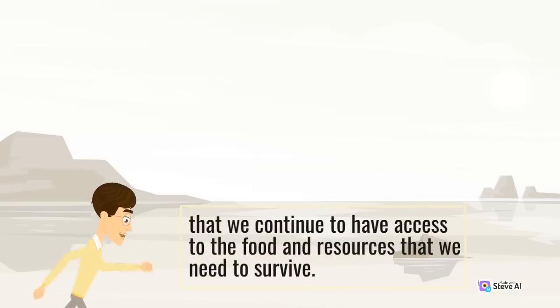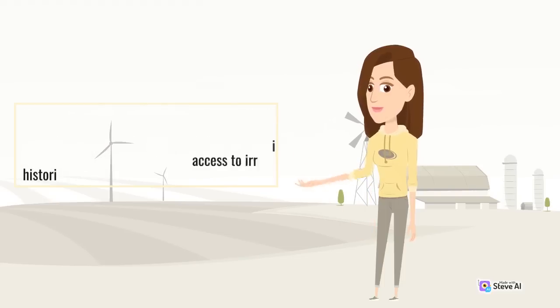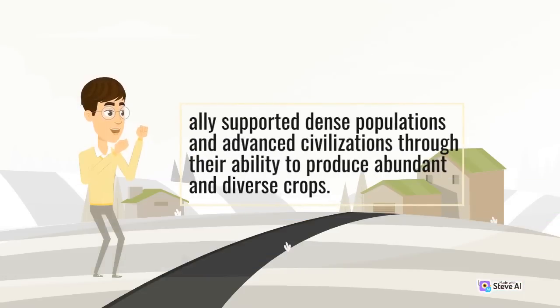that we continue to have access to the food and resources that we need to survive. Some of the most productive agricultural lands in the world lie in vast plains and valleys with ideal combinations of climate, soil fertility, and access to irrigation water. These areas have historically supported dense populations and advanced civilizations through their ability to produce abundant and diverse crops.